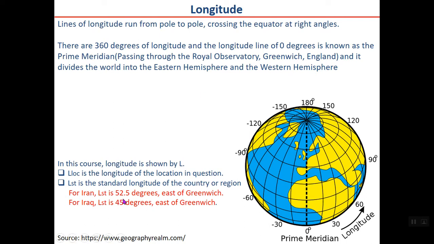For example, for Iran, the standard longitude is 52.5 degrees because we are 3.5 hours ahead of Greenwich, and the Earth is divided into 24 sections, and if you divide 360 by 24 you get 15. So if, for example, you are in Iraq and your time is GMT plus 3, then 3 multiplied by 15 gives you 45. So for Iraq, the standard longitude is 45 degrees east of Greenwich. So remember this, we will use it later.